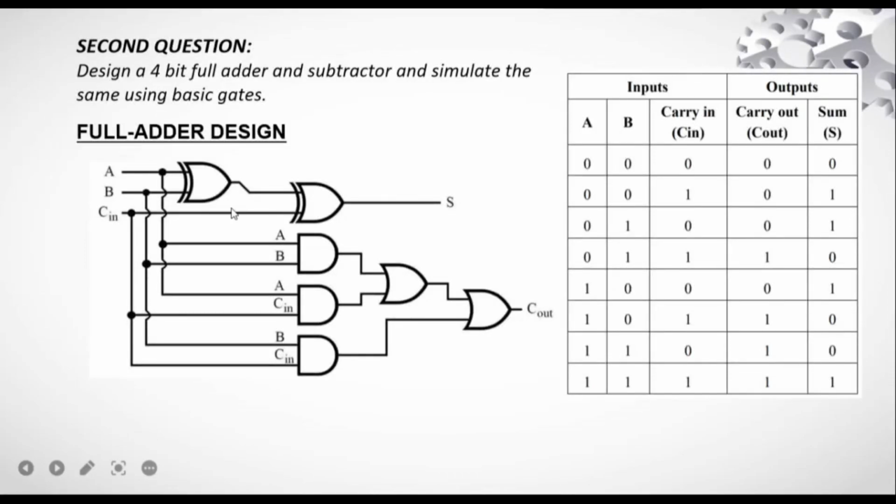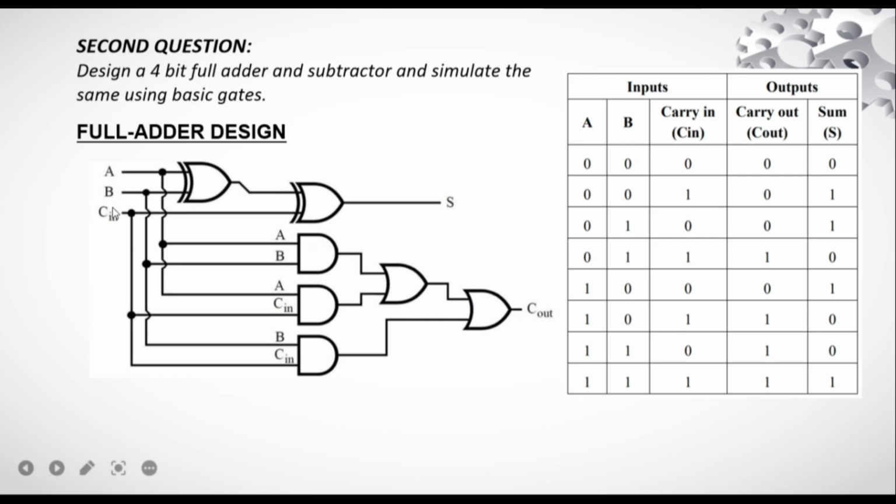So here we have the second question. Design a 4-bit full adder and subtractor and simulate the same using basic gates. So here's our full adder circuit design. It consists of 2 XOR gates, 3 AND gates and 2 OR gates.